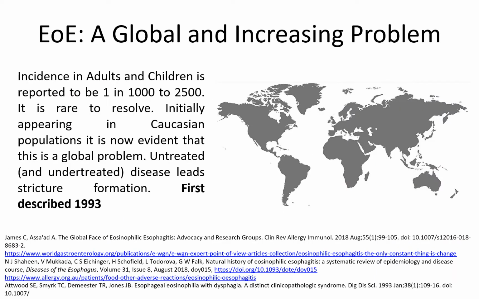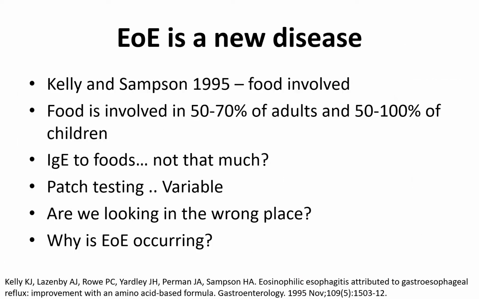This is a relatively new disease, only described 28 years ago in a case series of 12 patients by Atwood in 1993. The rate that we recognise varies between 1 in 1,000 to 1 in 2,500, and it is rare to improve by itself. Kelly and Sampson identified that putting somebody on a hypoallergenic formula caused the number of eosinophils in the esophagus to improve.